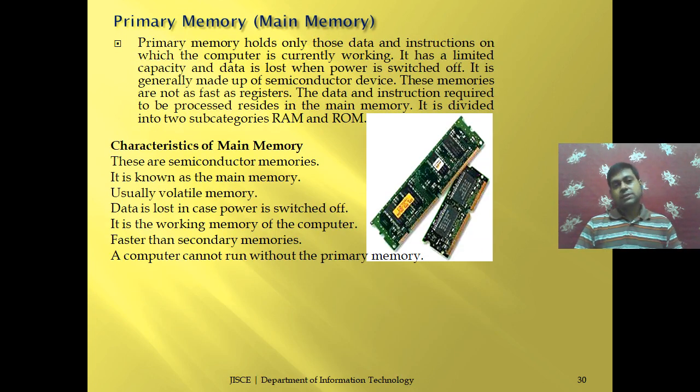Now coming to the concept of main memory or RAM, random access memory. Primary memory holds only those data and instructions on which the computer is currently working. So the active data set is only stored in the RAM. Okay. Basically there are different buffered areas for storing different graphical data. Okay, and it is generally made up of semiconductor devices.